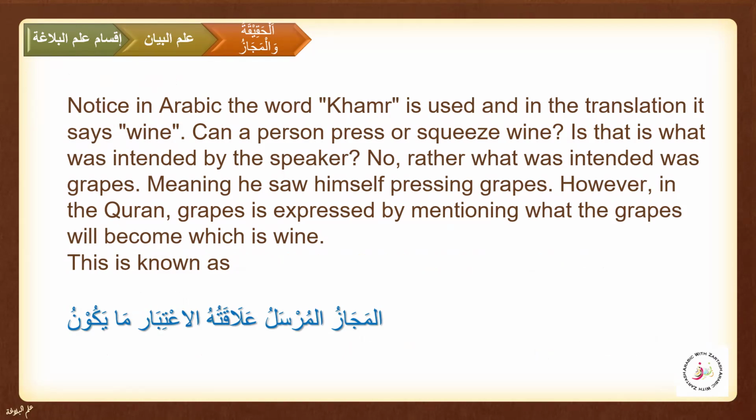So why mention wine instead of the grapes? Because the wine is the future result, the final outcome of pressing the grapes. And so he uses the name of what the grapes will become. And this kind of expression is called Majaz Mursal, alaqatuhu Itibar Ma Yakunu, a Majaz Mursal with the link being considering what something will become.